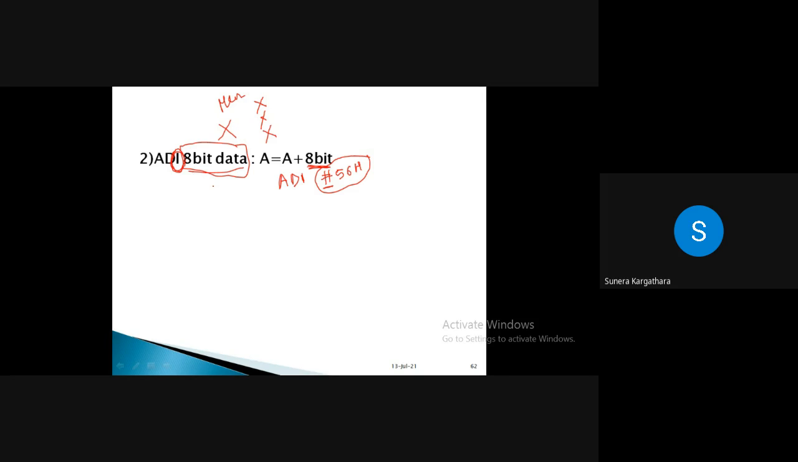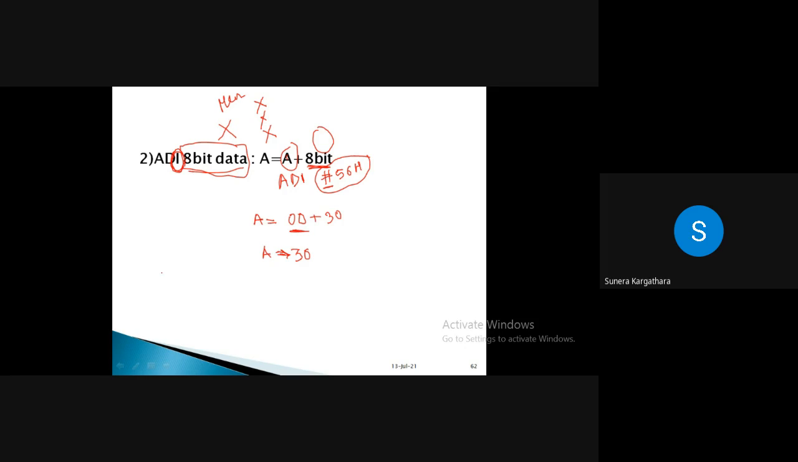Janvi, can you give any example? Yes, ADI 30H. ADI 30H, and what is the content of accumulator? Accumulator is 00. Okay, so accumulator's content is 00. So ultimately you will find how much in accumulator after execution? Your accumulator's initial content was 00, and you are mentioning 30. So after execution, 30H will be stored into your accumulator.